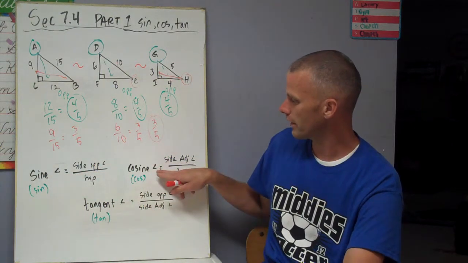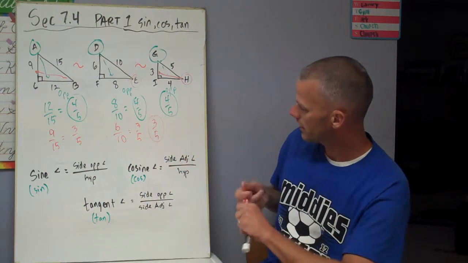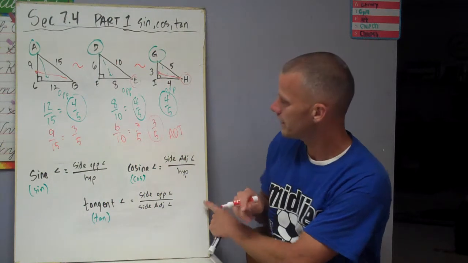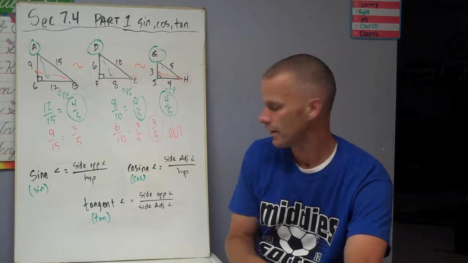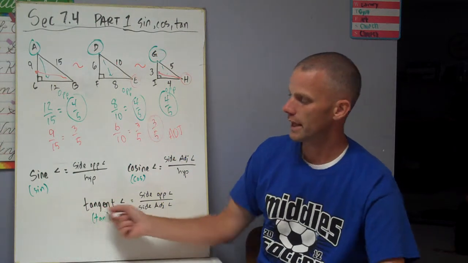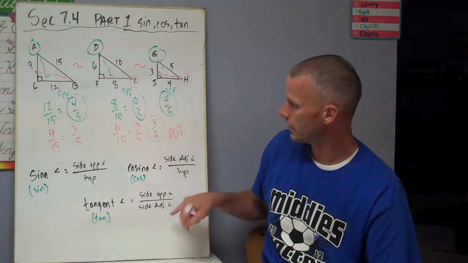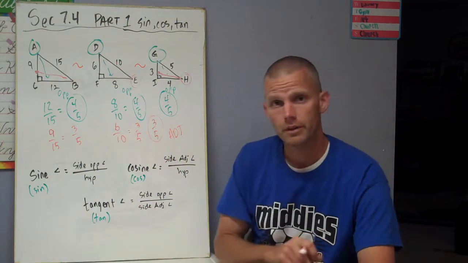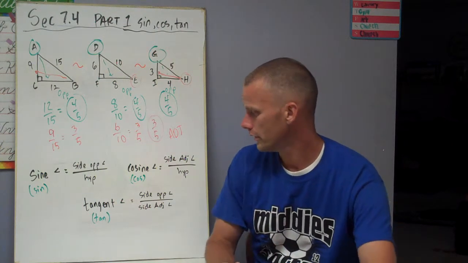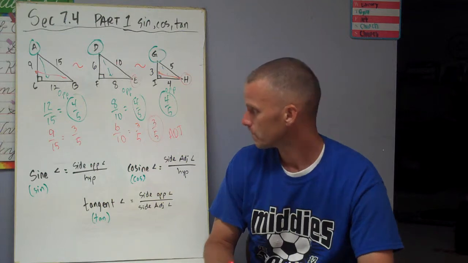The cosine of any angle would be the side adjacent to it. When you see me write A, D, J, that's adjacent. So the side adjacent to the angle over the hypotenuse. The tangent of an angle is the side opposite over the side that's adjacent to that angle. So we'll take a look at a couple examples. I'll give you a little way to try to remember all your ratios here as we go through.